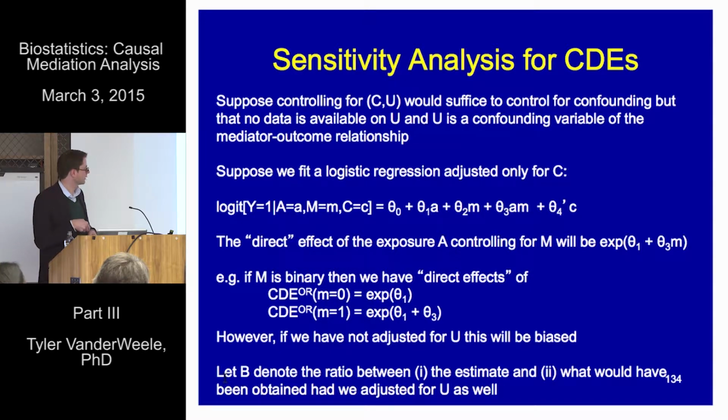So as before, we're going to let our bias factor B just be the ratio between the estimate we obtained from the observed data and what we would have obtained had we adjusted for U as well. The bias factor is, once again, the ratio between the estimate and the truth.